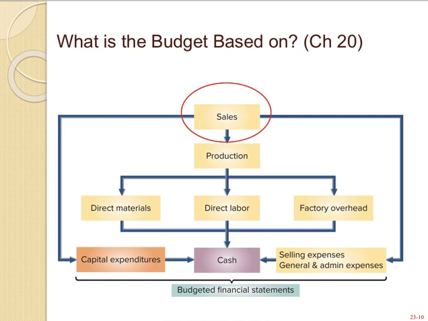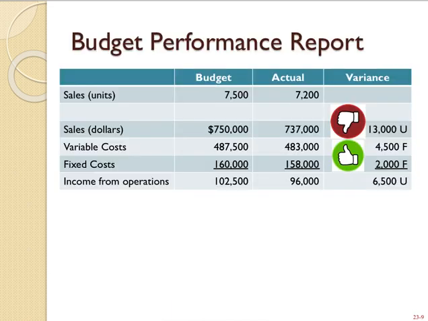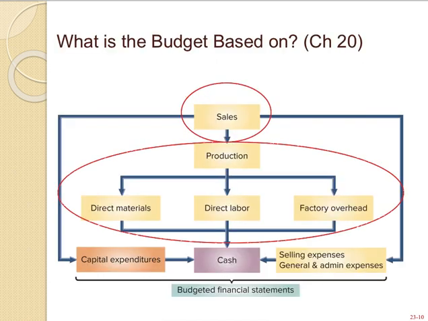And if you go back to our budget, it was 7,500 units. That's what we thought we were going to sell. That was what our entire budget was based on. But that actually impacts all the rest of the budget, specifically the production budgets, which tell us how much it's going to cost us for direct materials, direct labor, and factory overhead.